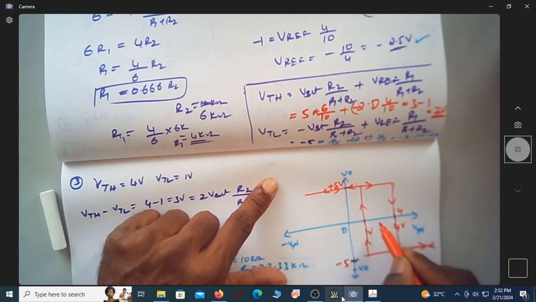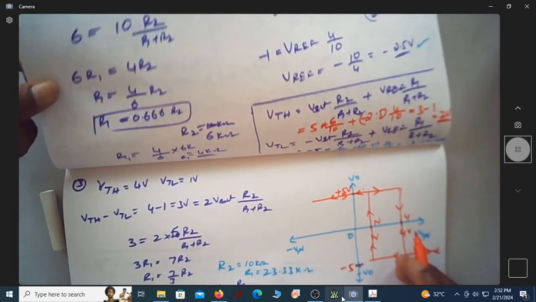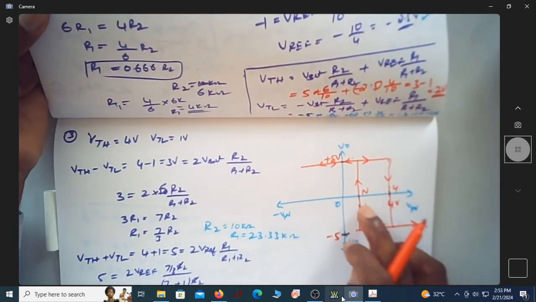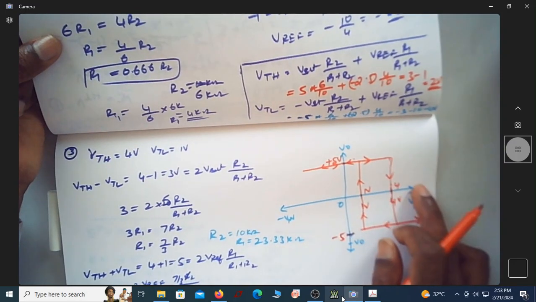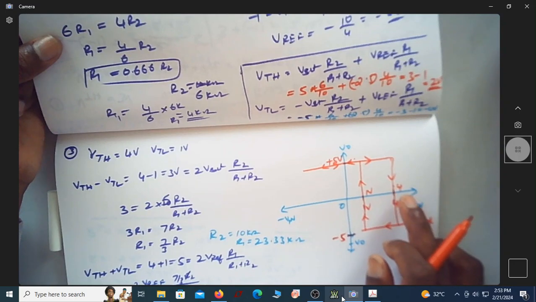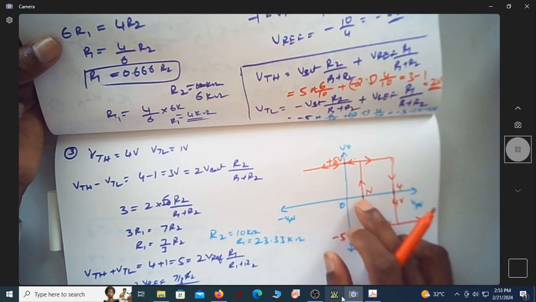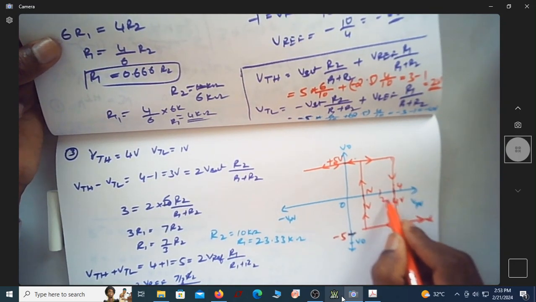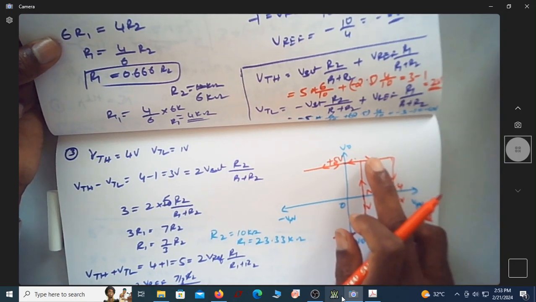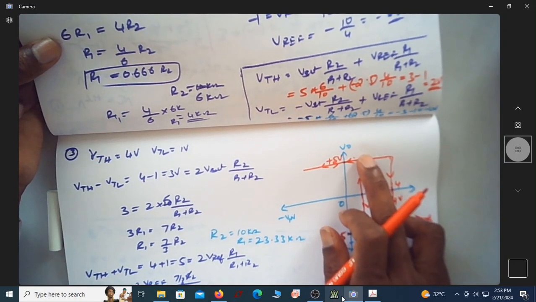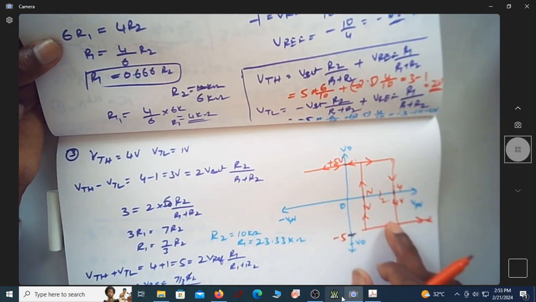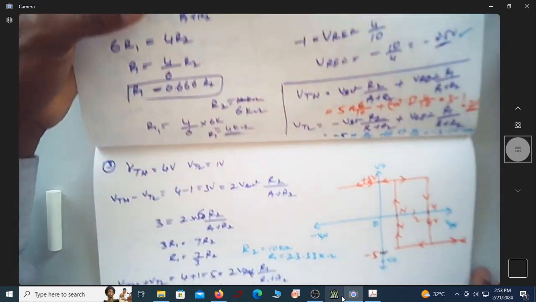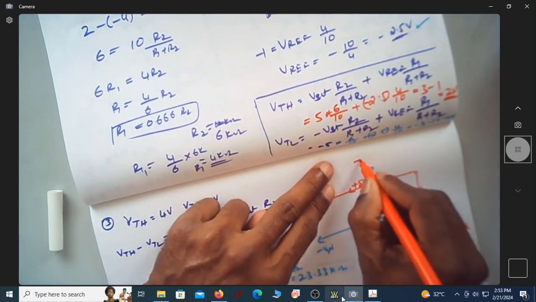Here this is 4 volts, this is 1 volt, and here it is plus 5 volts. If the input is lesser than 1 volt, the output will be plus 5. If it is more than 4 volts, it will be minus 5 volts. If it is in between, assume the input is 2 volts: if the previous output is VCC, it remains at plus 5 volts, and if the previous output is minus 5, it remains at minus 5. This is the transfer characteristics.